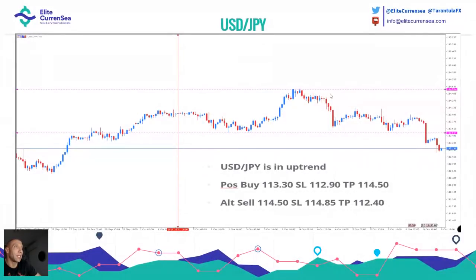Dollar yen was in uptrend. The price went perfectly to our POC zone. You see, it was very, very close, and then it rejected. So you could have made almost 100 pips on a move. It was a very, very good trade. It dropped, and you see a triple bottom.